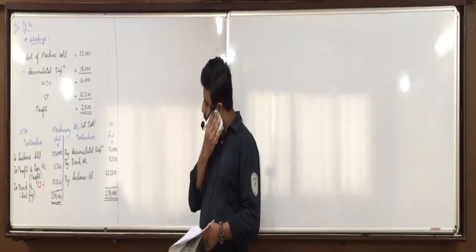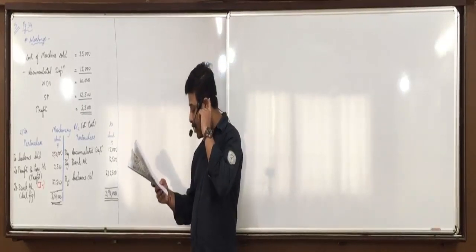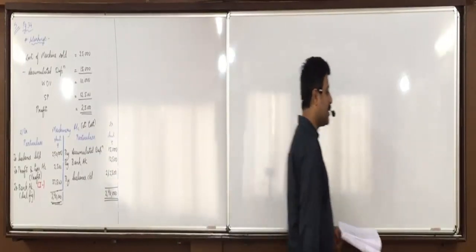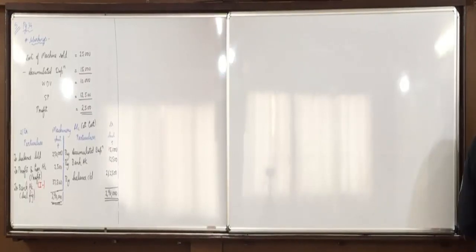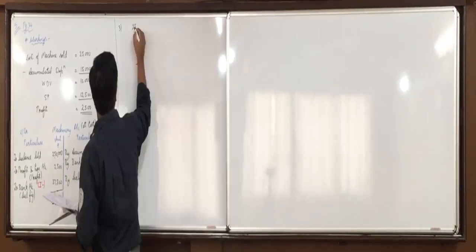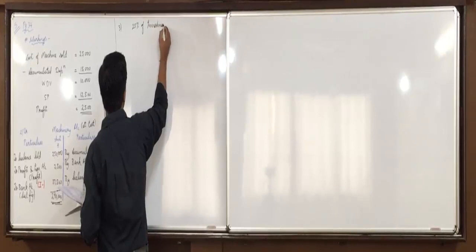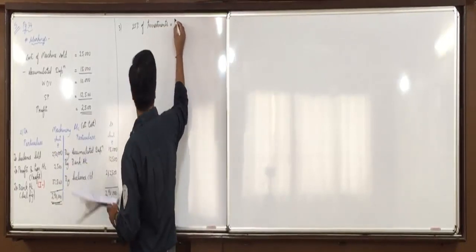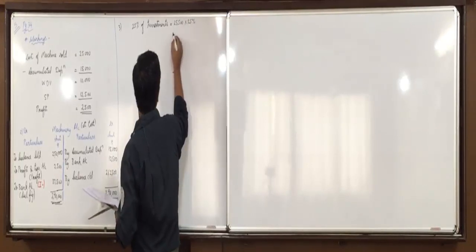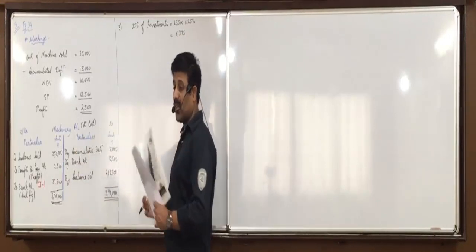Now look at adjustment 2. 25% of investments held in the beginning of the year was sold at a loss of 1,375. How much are investments held in the beginning of the year? 25,500. So what will be 25% of that? 25,500 into 25% is 6,375. Now they are sold at a loss of 1,375.